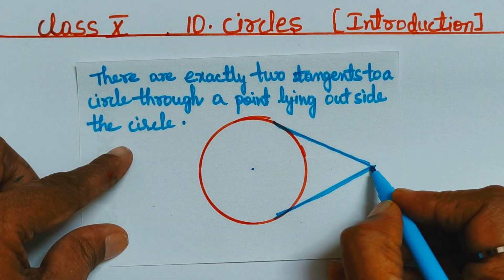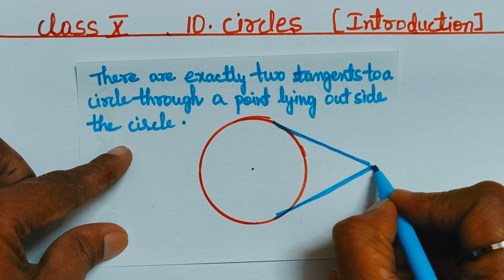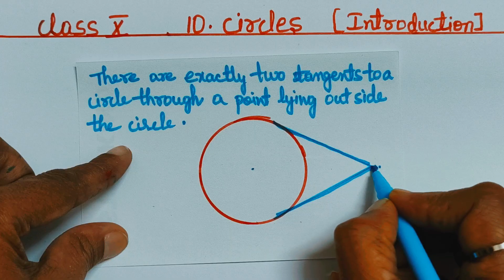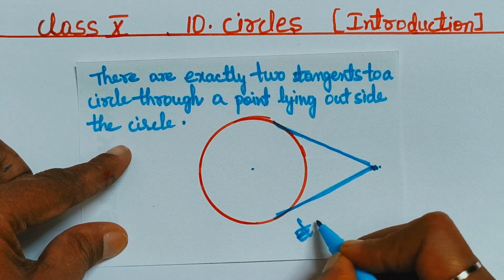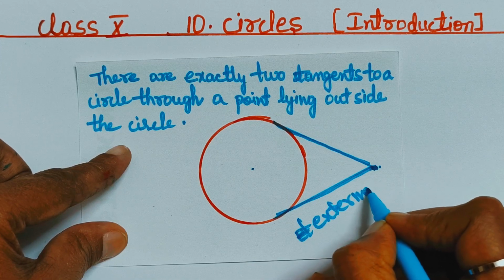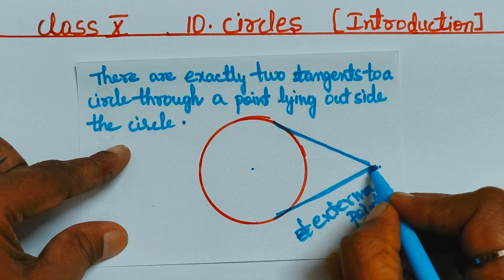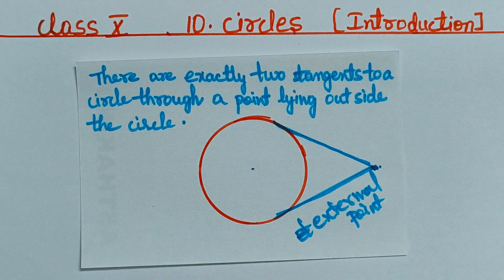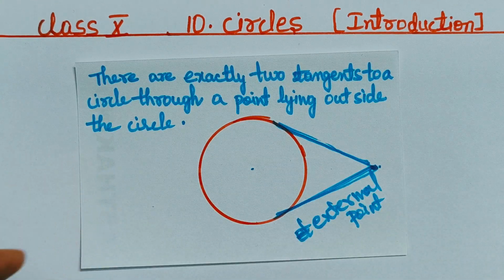Next, this point outside, where you take one dot, is called an external point. External point. Okay, this point is called an external point. From this external point, how many tangents can be drawn? Two tangents can be drawn.